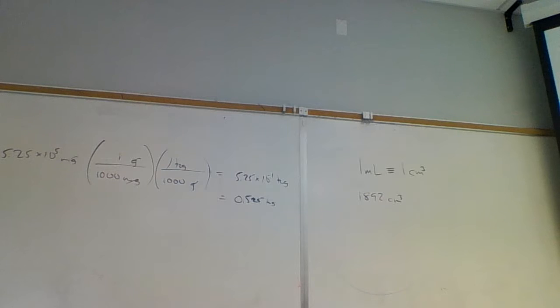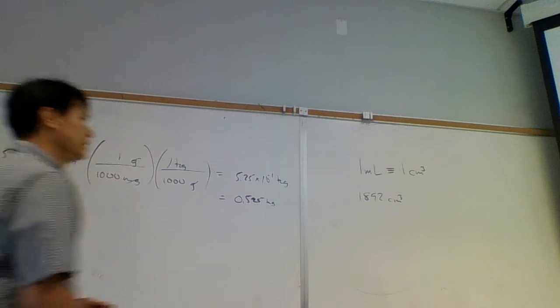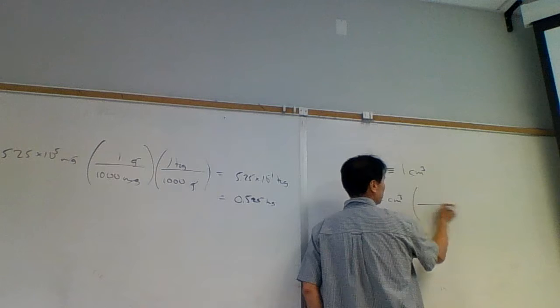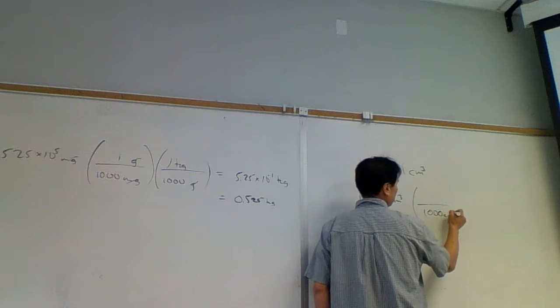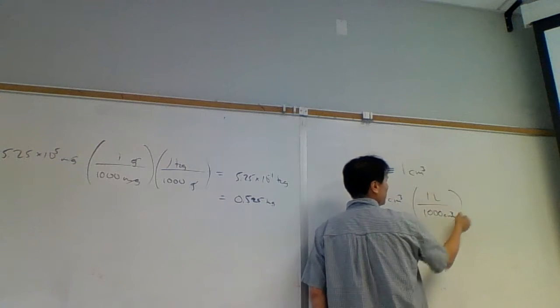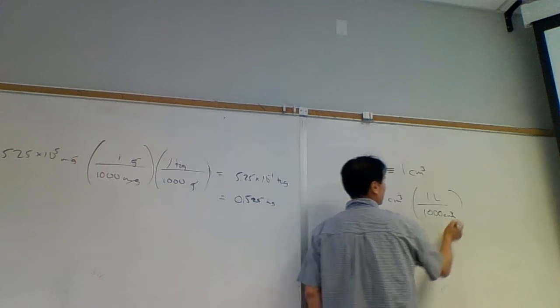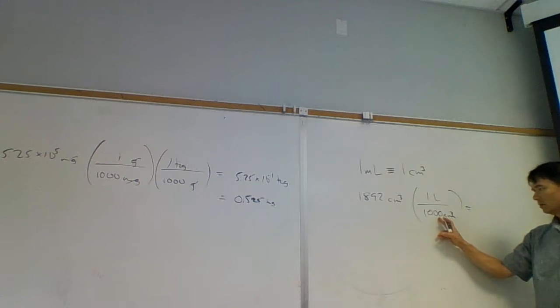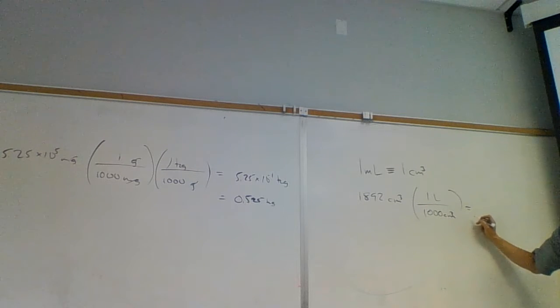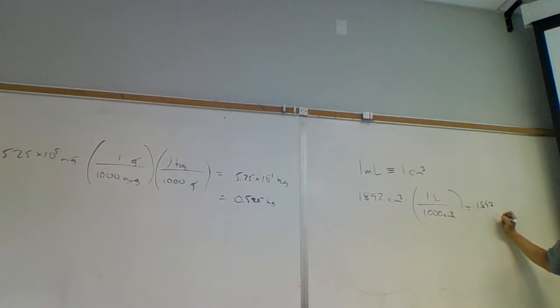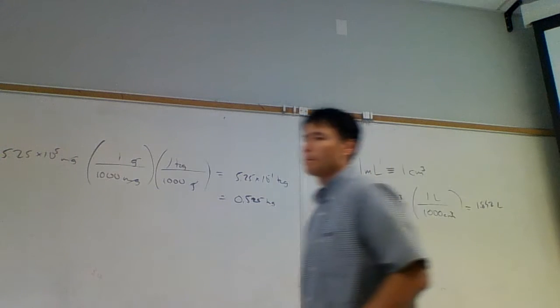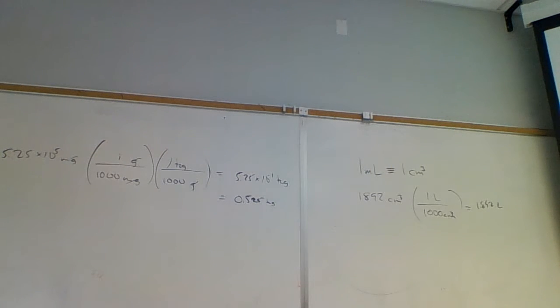Okay, now we're going to go to liters. And so, 1,892 cubic centimeters, there's going to be 1,000 cubic centimeters in 1 liter, or 1,000 milliliters in a liter. And so they were dividing by 10 to the third, so we're going to multiply by 10 to the minus 3, and so this is going to be 1.892 liters. I just moved the decimal 3 places over, 1.892 liters. Okay, then we check it, it makes sense.